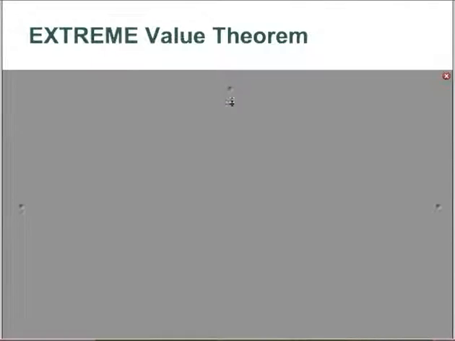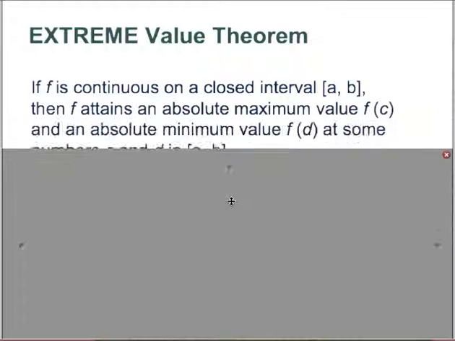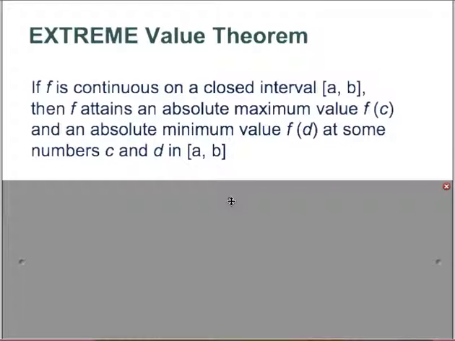The extreme value theorem states that if you have a continuous function on a closed interval, there has to be an absolute maximum and an absolute minimum. The key words to focus on are that your function has to be continuous, and it also has to be on a closed interval. So notice that my interval is from a to b, and then it has brackets. That means it includes the x value at a and the x value at b.